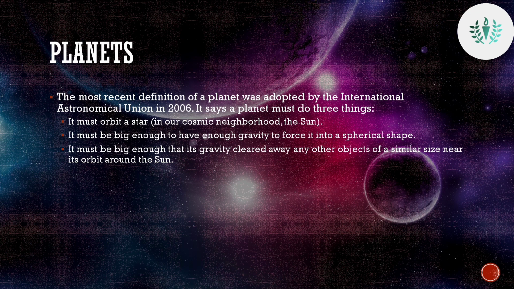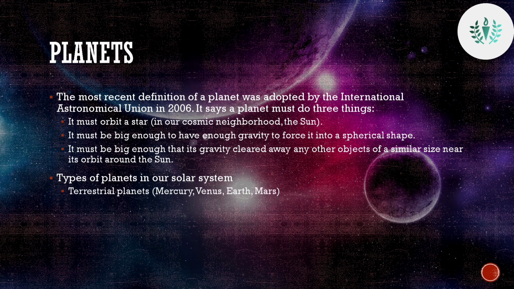Now let's talk about the types of planets in our solar system. Basically, there are three types of planets in our solar system. The first type are the terrestrial planets, which are Mercury, Venus, Earth, and Mars, the first four planets that revolve around the sun. The second type are gas giants, which are Jupiter and Saturn, while the third type are ice giants, namely Uranus and Neptune.